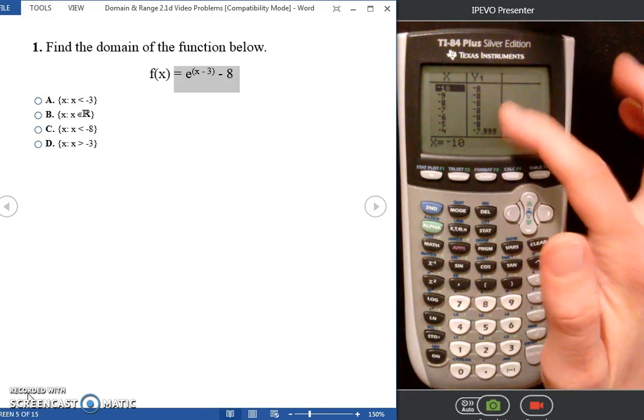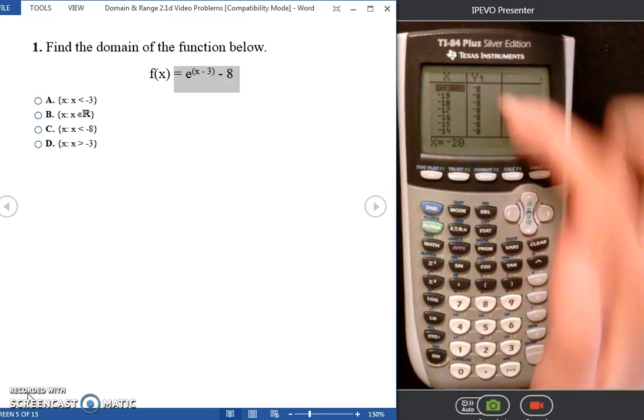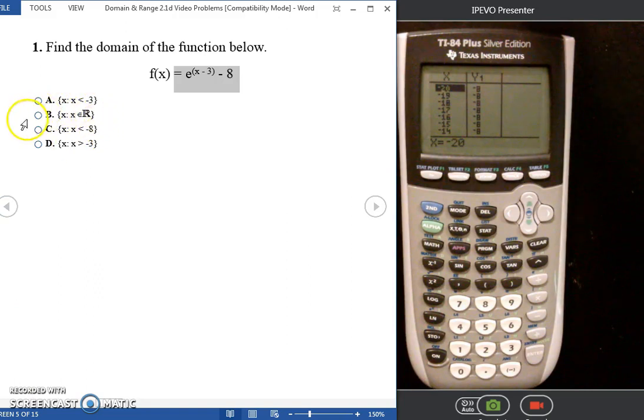So that means that because no matter where I scroll on this x column, I always have y values, that means it's going to be all real numbers. Choice B is going to be my final answer.